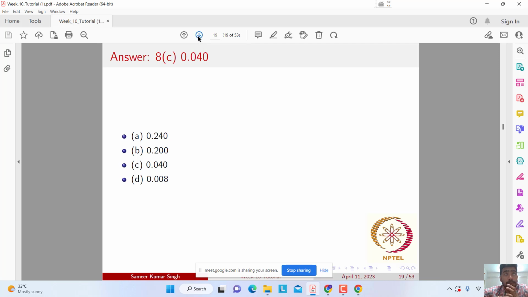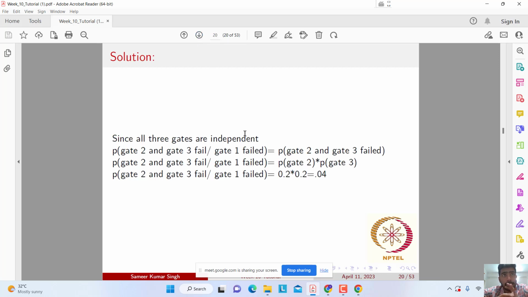The answer will be 0.04. So that is the explanation. I already mentioned these all gates are independent and don't depend on one another. So the condition is that we have to find the probability of failure of gate 2 and gate 3 when given that gate 1 has failed. But it doesn't matter for that. So it's an independent event, and we just multiply the failure of both gates. So it will be 0.04.